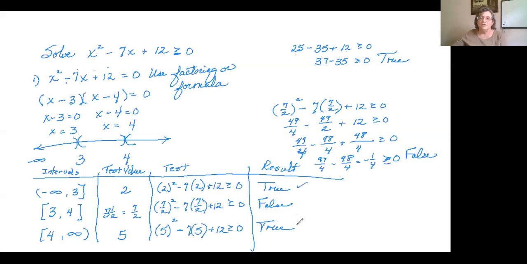Since this is true and this is true, that means this interval and this interval are the solution. So my solution is negative infinity to 3 bracket union 4 to infinity, and graphed on a number line, that would be all the numbers below 3 and all the numbers above 4.